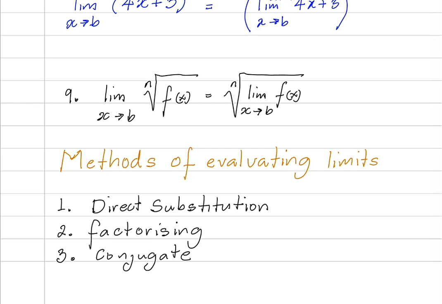Alright, so here's where we left off last time. We started by looking at the methods of evaluating limits. I would say that the methods of evaluating limits are direct substitution, factorizing, and conjugate. Alright, let's have a look at those.